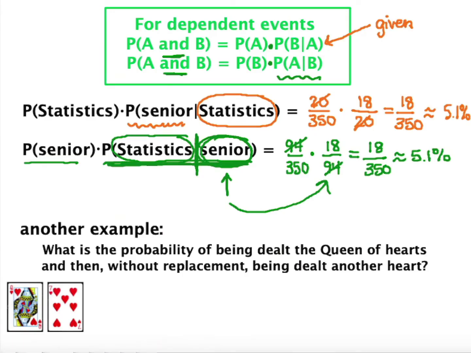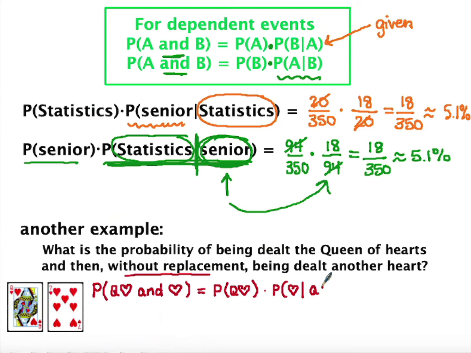So in this card problem, what is the probability of being dealt the Queen of Hearts and then without replacement being dealt another heart? That whole thing about without replacement means that the deck is going to change for that second draw, and that's what makes these dependent events. So we are looking for the probability of being dealt the Queen of Hearts and then being dealt another heart. Since these are dependent events, I'm going to use that formula. Probability of Queen of Hearts times probability of hearts, given that the Queen of Hearts has already been dealt.